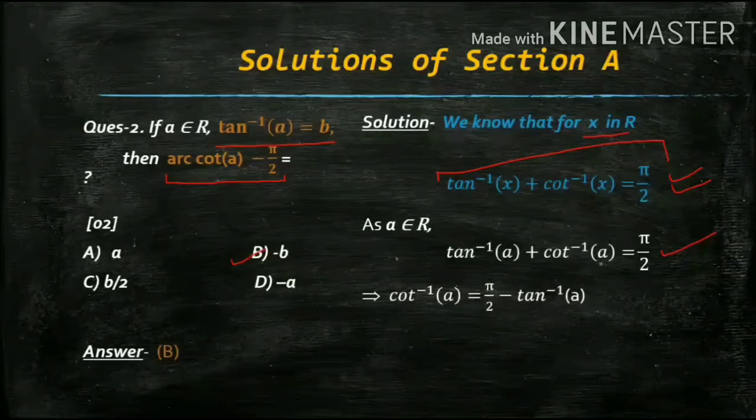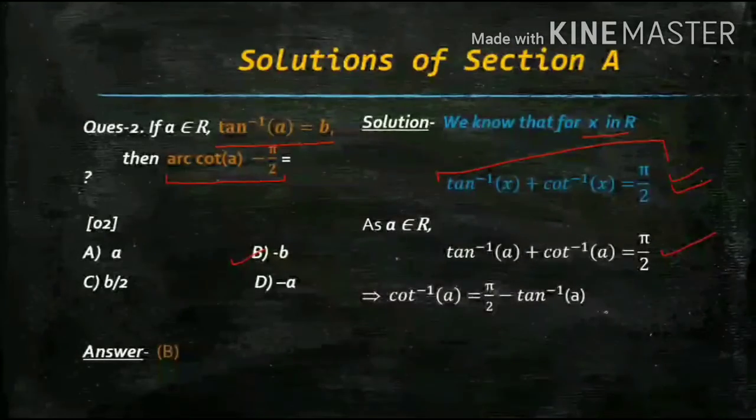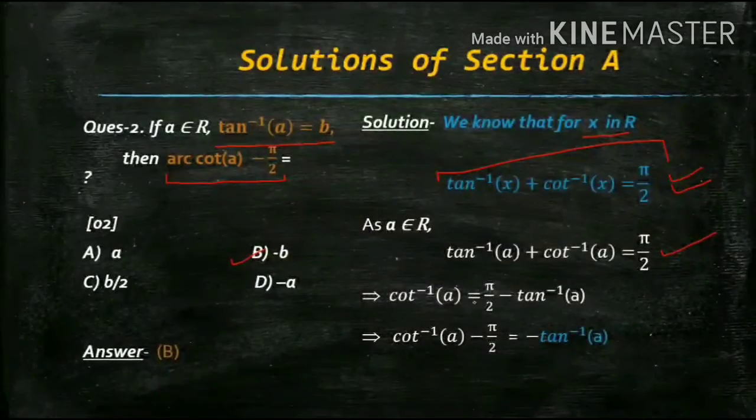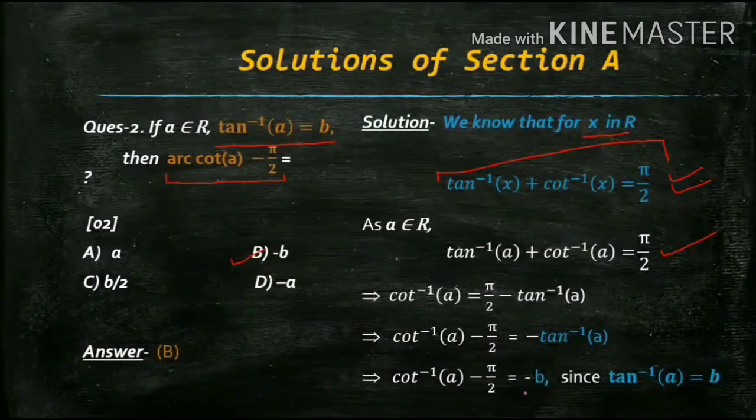So cot inverse A is nothing but pi by 2 minus tan inverse A. You can take it that side. So cot inverse A minus pi by 2, because that is the value you have to find, would be minus tan inverse A, and that is nothing but minus B. Why? Because the tan inverse A value is given to you as B. You just have to substitute the value, and that is just a simple answer.